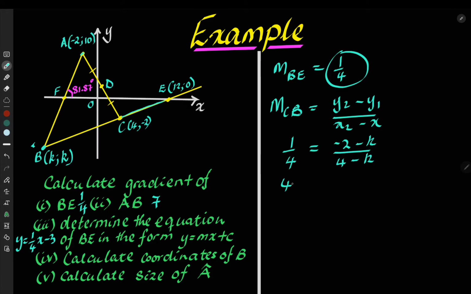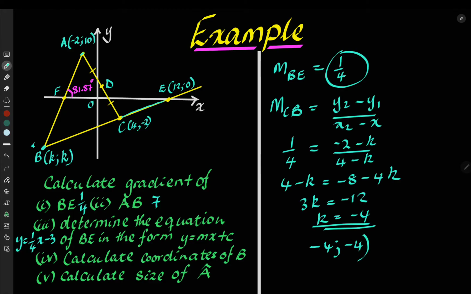To solve that, we just cross multiply, so 4 minus k will be equal to negative 8 minus 4k. And that will give us 3k is equal to negative 12. Then k is equal to negative 4. So k is negative 4 and also negative 4. So the coordinates will just be negative 4 and negative 4. That will be the coordinates of the point B.